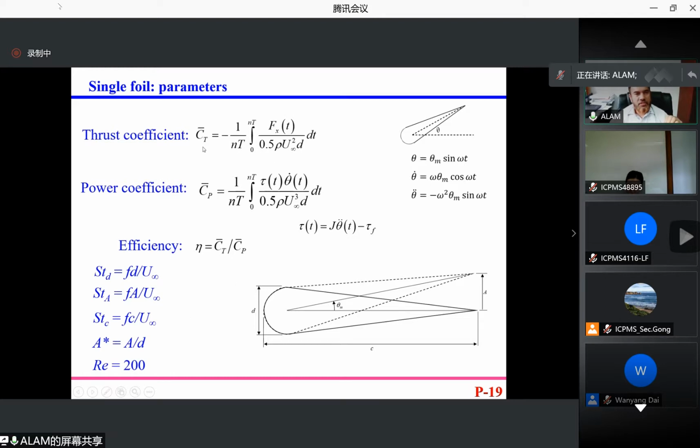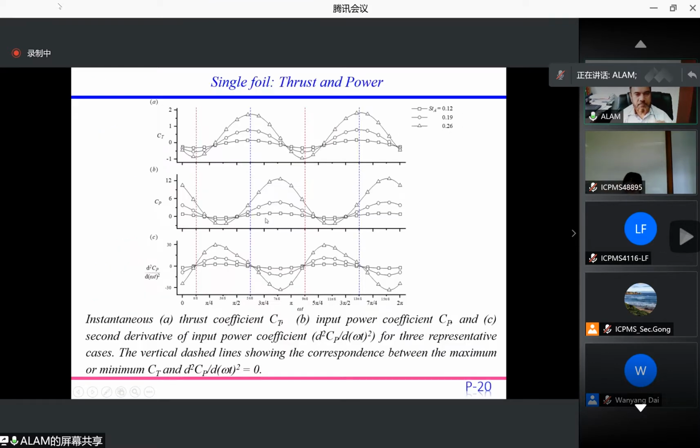This is the thrust coefficient definition calculated from the thrust force, and this is the power coefficient given to the fluid. This is theta, the rotation angular displacement, with the corresponding theta dot and the acceleration. Here is the time history of CT, thrust, and CP, power.